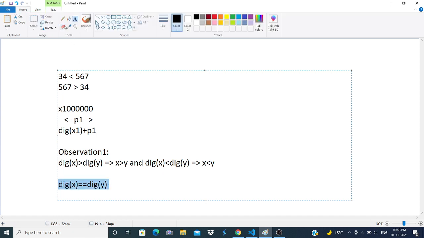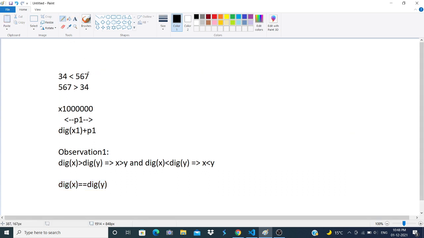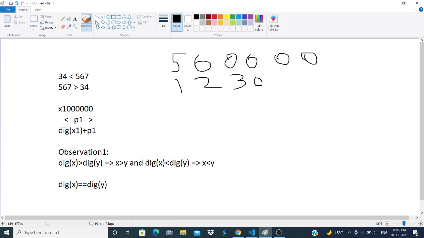What do you mean by lexicographically? It is like this. Let's say the first number is 56 followed by, let's say, four zeros, right? And let's say the second number is 123 followed by three zeros, right? So obviously the count of digits in the first number is equal to the number of digits in the second number.